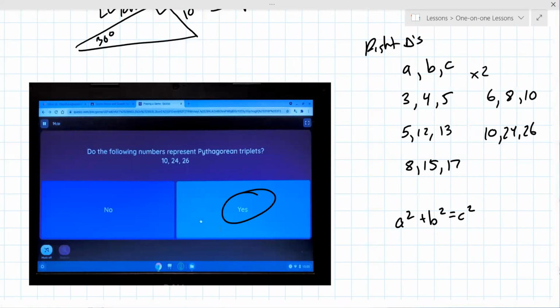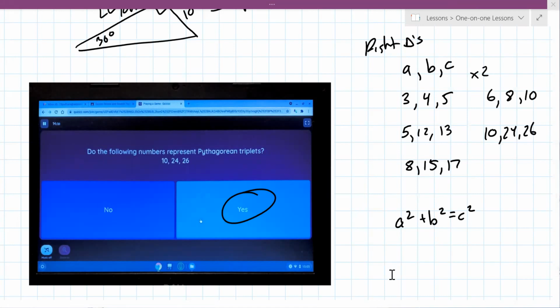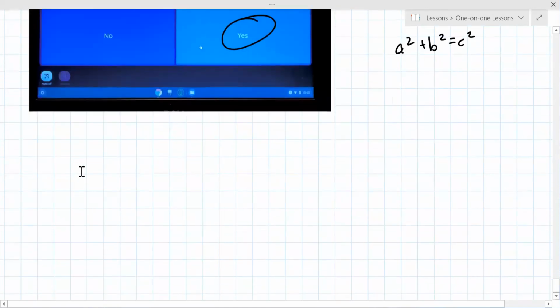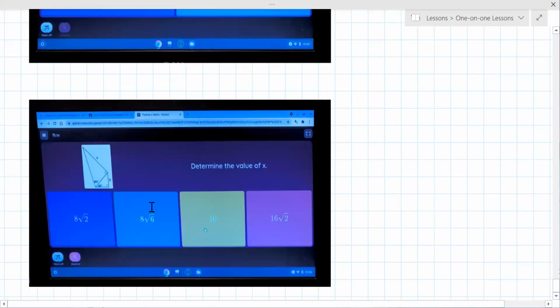All right, number 15. Okay, so it says determine the value of x. X is over here on this 30, 60, 90 triangle. To get that, we're going to have to do something on this other triangle over this 45, 45, 90 triangle. So this is 45, this is 45, that's the right angle, that's 8.